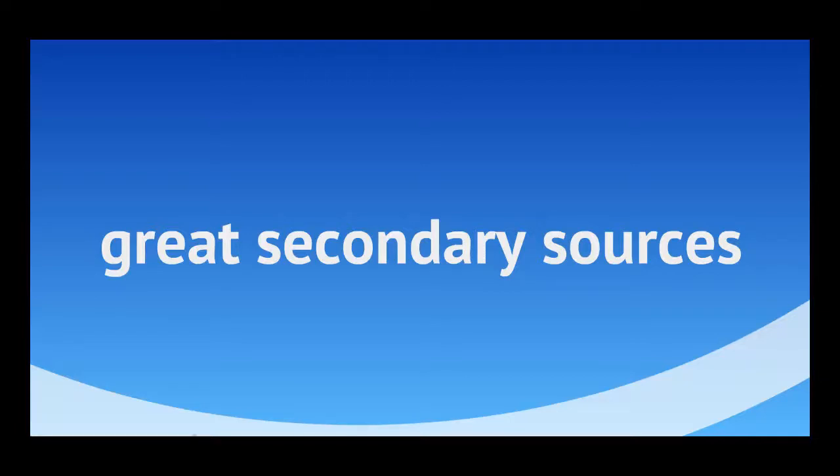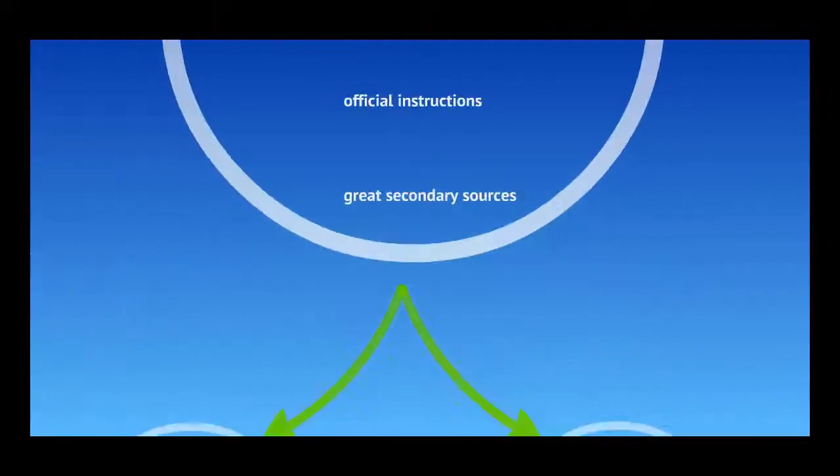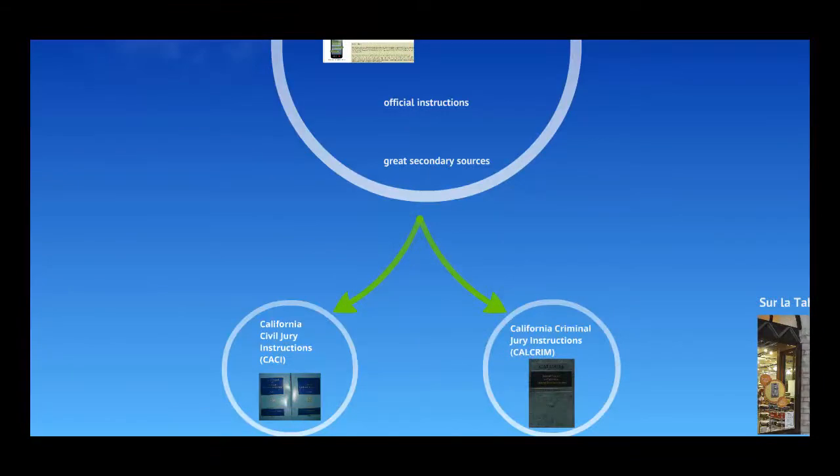Jury instructions succinctly state the elements of a civil or criminal claim, provide references to primary law, and provide references to other relevant secondary sources. Best of all, they're available for free online. There are two sets of jury instructions you should know about.